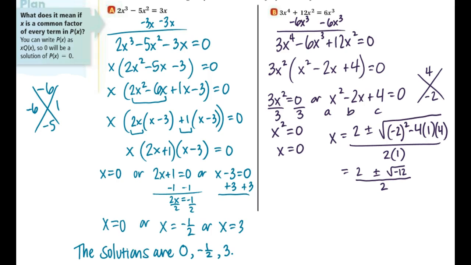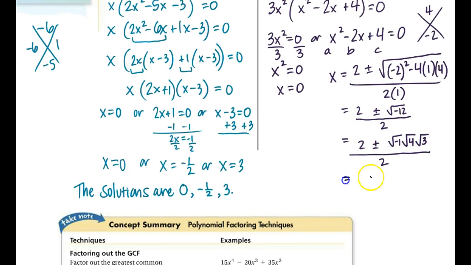We learned in the last chapter, specifically section 4.8, how to work with radicals that have a negative number underneath. And we're going to be using the imaginary unit i to assist us. So remember, we can simplify this as 2 plus or minus the square root of negative 1 times the square root of 4 times the square root of 3. So square root of negative 1 is i. Square root of 4 is 2, and we cannot reduce the square root of 3, so that remains.